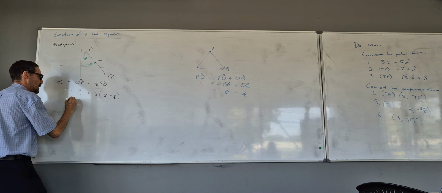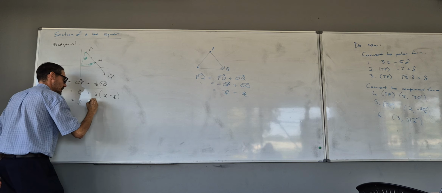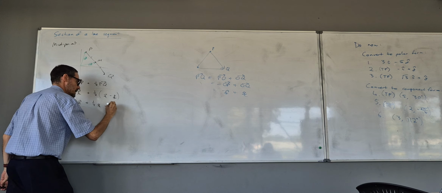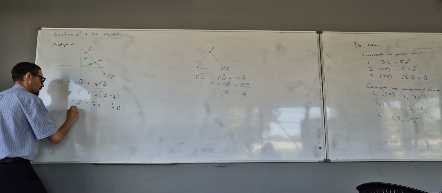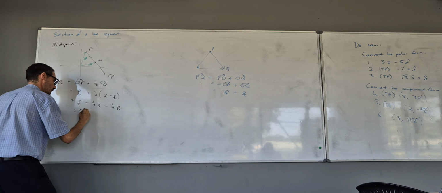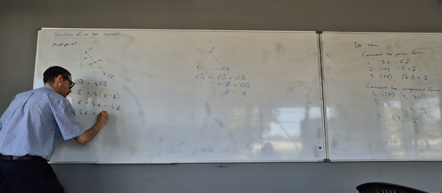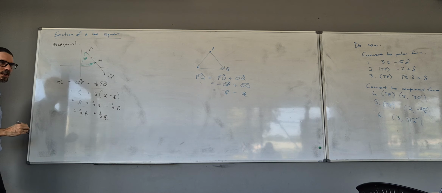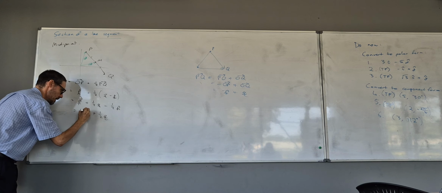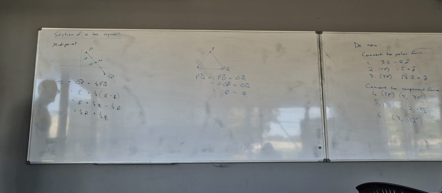Okay. Expand the brackets. This is P plus half Q minus a half P. Oh, it's a half of P plus a half of Q. Isn't that a nice formula? And I can find the midpoint.